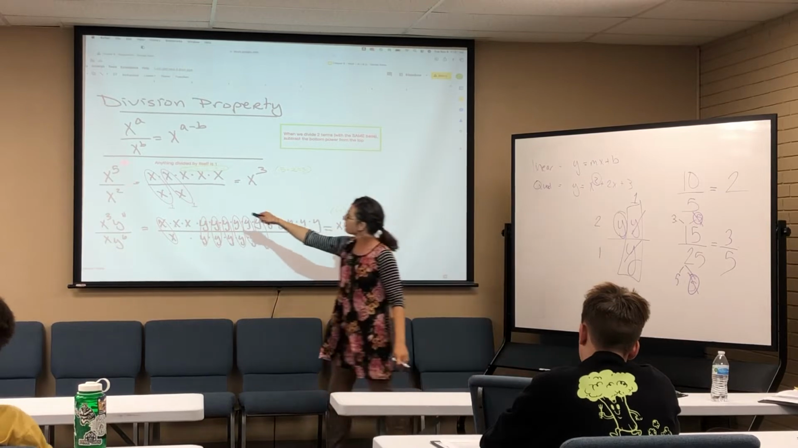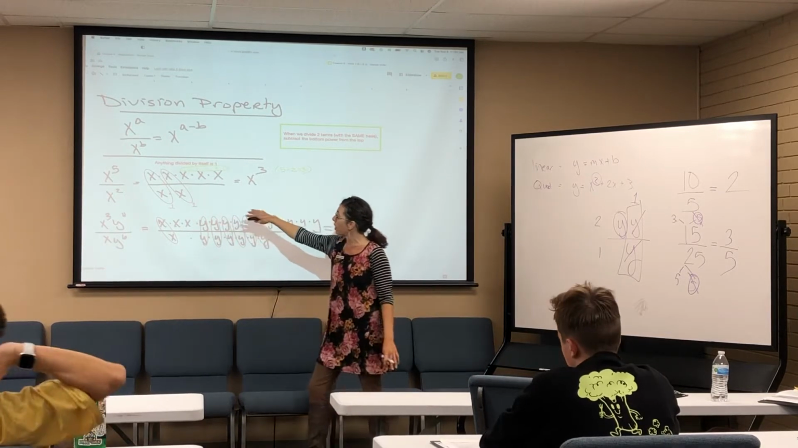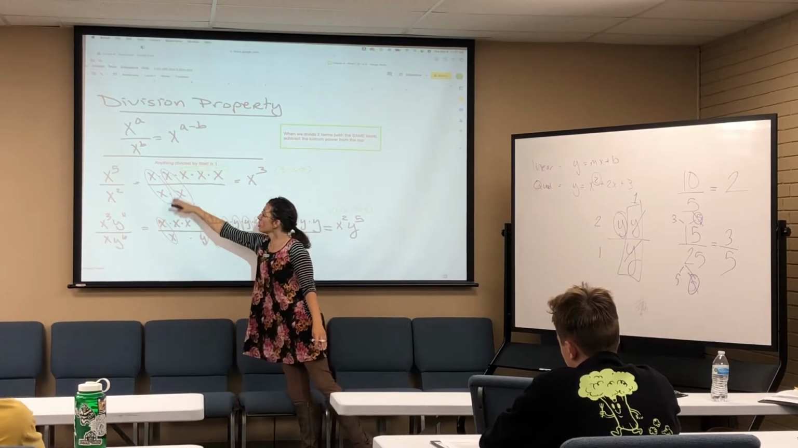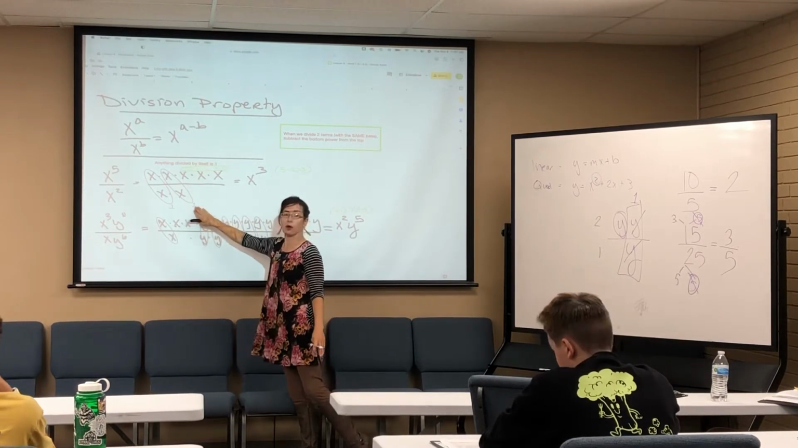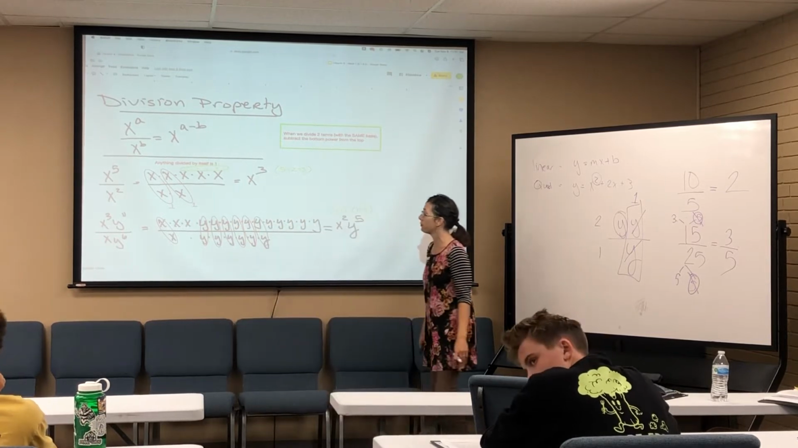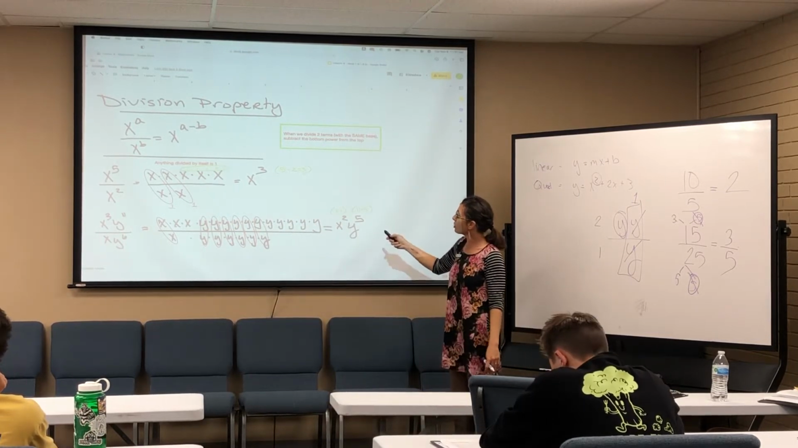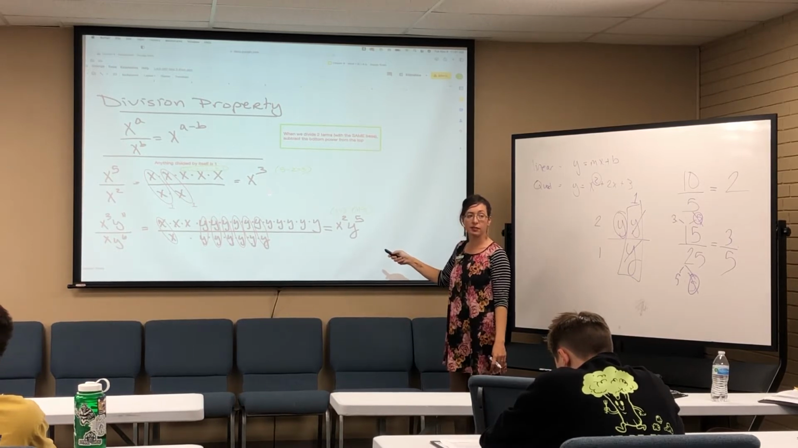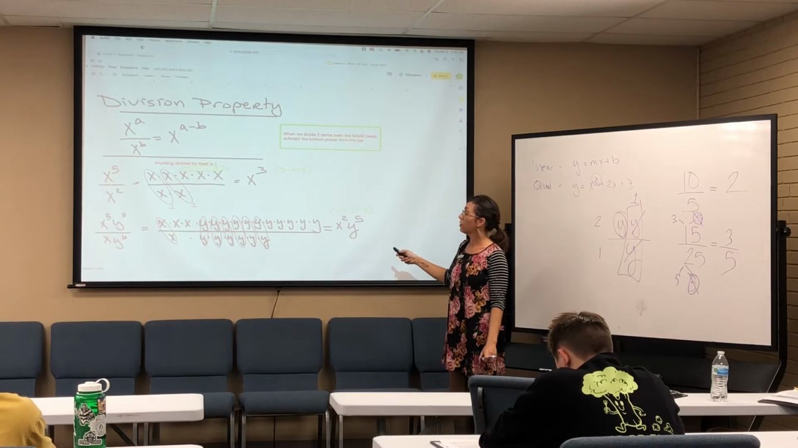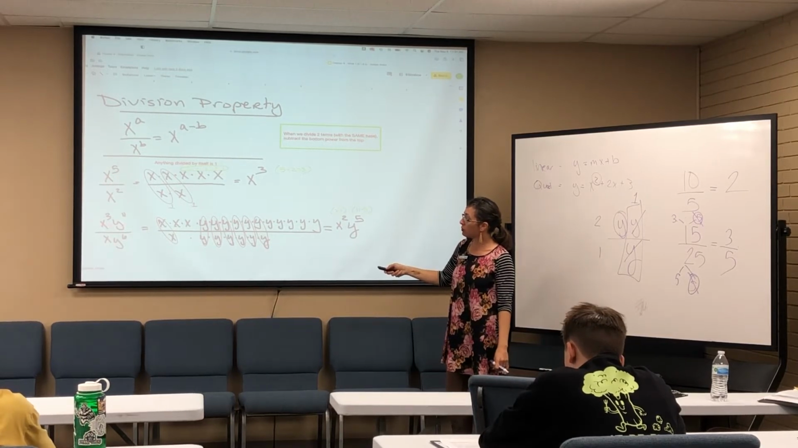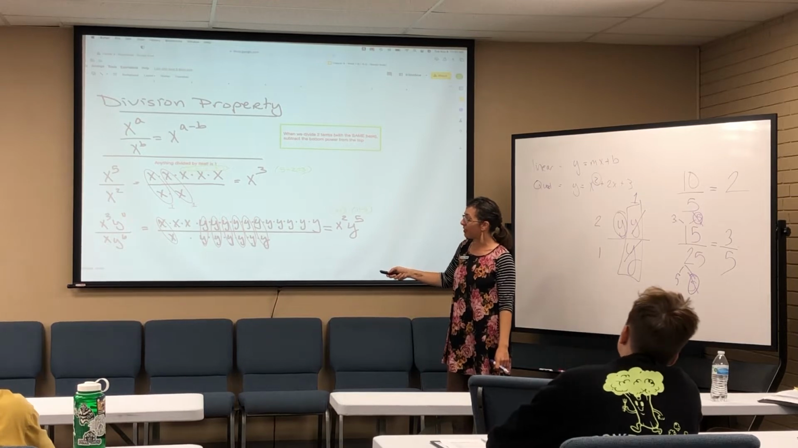So if I have x to the 5th over x squared, this is what it looks like really. I can cancel out the 2 groups because they both equal the number 1, and all I'm left with is 3 x's on the top. Correct? It's also the same as 5 minus 2 gives me 3. Questions on that one?